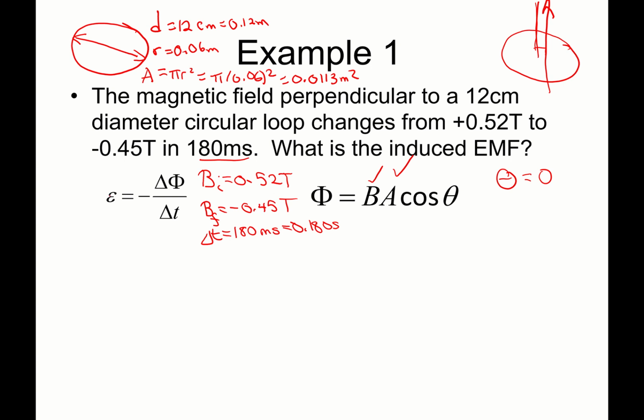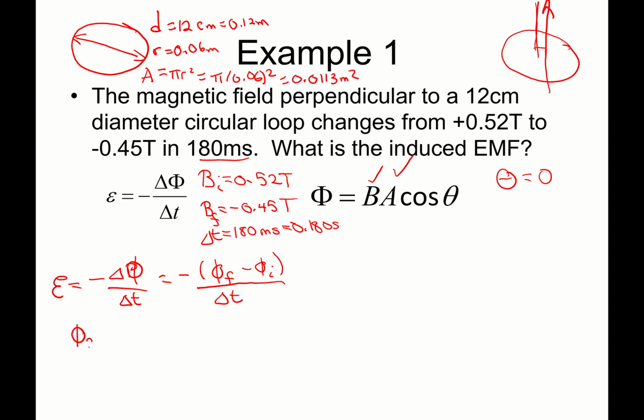So EMF, how many turns do I have? Well, it doesn't mention anything about turns in the problem, so if that's the case, I assume I have one turn. So my EMF is equal to minus the change in flux over the change in time, so it's going to be minus phi final minus phi initial over my 180 milliseconds or 0.18 seconds. So I need to know phi final and phi initial.